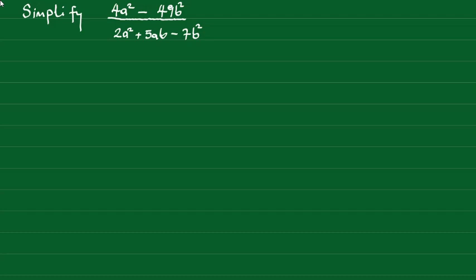We have this question from JAM 1988, question 24, where we are asked to simplify 4a squared minus 49b squared divided by 2a squared plus 5ab minus 7b squared. Dive into this quickly by writing solution.